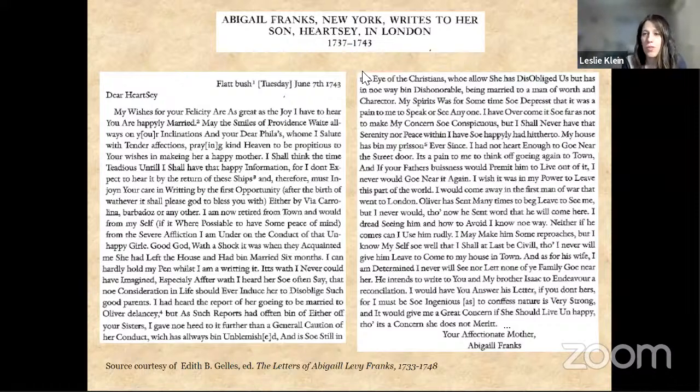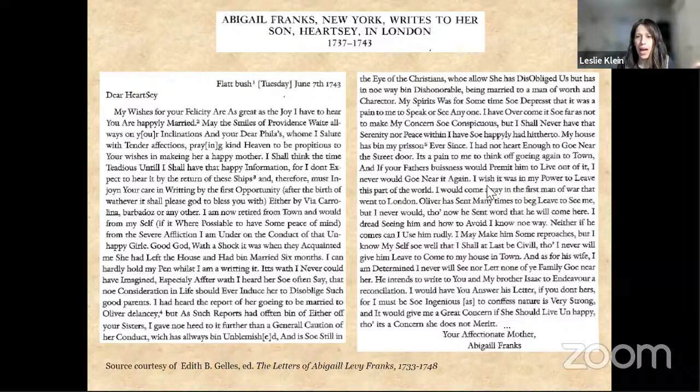My spirits was for some time so depressed that it was a pain to me to speak or see anyone. I have overcome it so far as not to make my concerns so conspicuous, but I shall never have that serenity nor peace of mind that I've so happily had hitherto. And she goes on about how she wishes she could never go back to Manhattan again. She wants to just run away from society and never have to see anyone again.